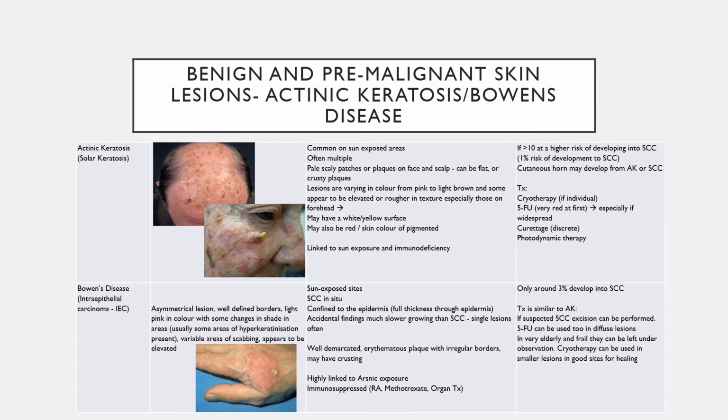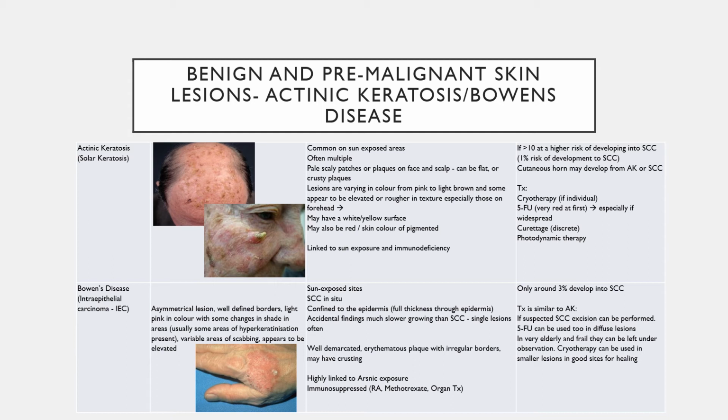Okay, so moving on to benign and pre-malignant skin lesions. In this slide, I've tried to outline as best as possible a summary of actinic keratoses and Bowen's disease. Actinic keratosis, also known as solar keratosis, usually occurs in sun-exposed areas. Typically, there's more than one. They're usually multiple, pale, scaly patches or plaques.